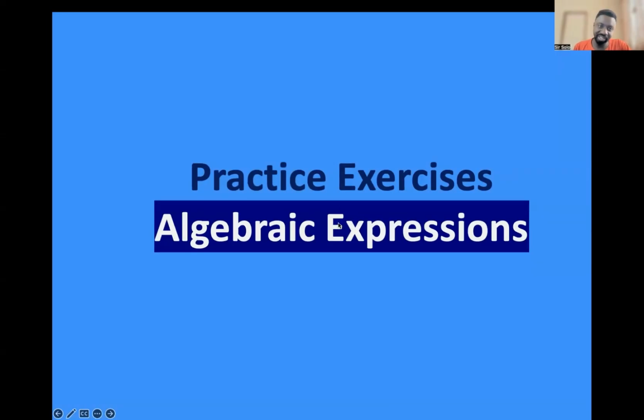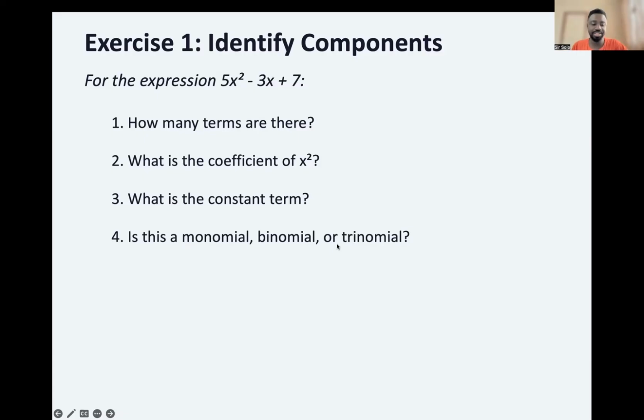Yes, we are moving on. We have practice exercises for algebraic expressions, and with that, we learned about operations on algebraic expressions. What we are practicing here is all about algebraic expressions. The first question is to identify the components.